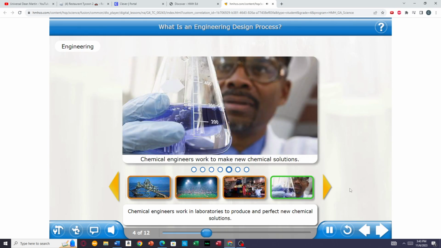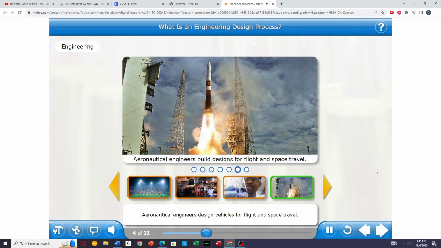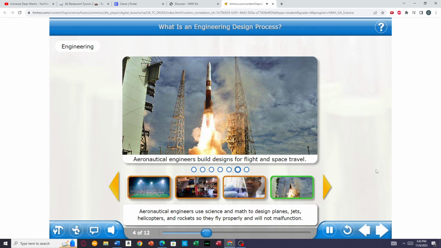Chemical engineers work in laboratories to produce and perfect new chemical solutions. Chemical engineers are responsible for making sure the right mix of chemicals is used for things such as paints, perfumes, and cleaning supplies. Aeronautical engineers design vehicles for flight and space travel. Aeronautical engineers use science and math to design planes, jets, helicopters, and rockets, so they fly properly and will not malfunction.